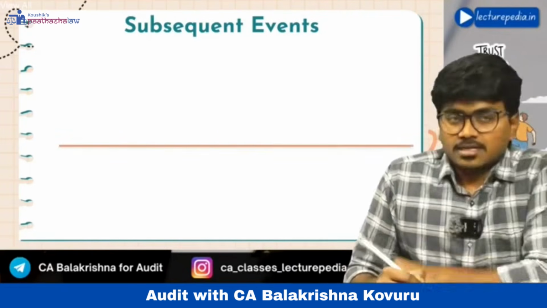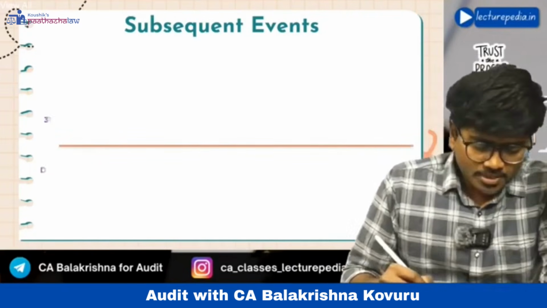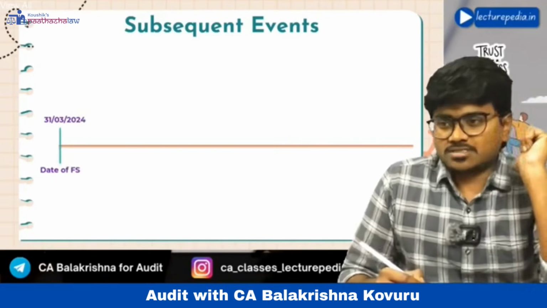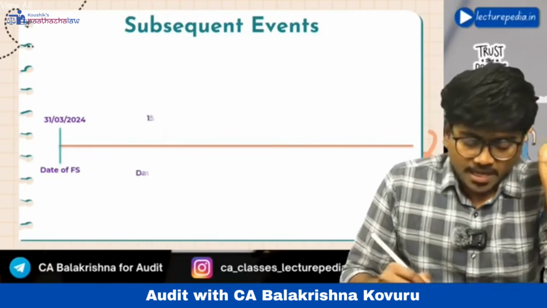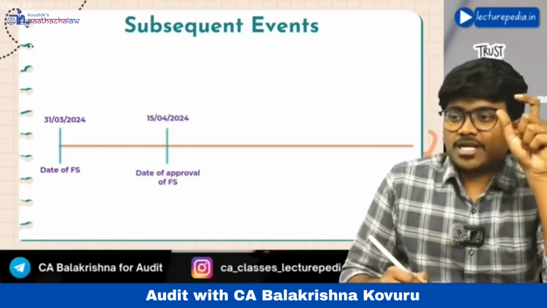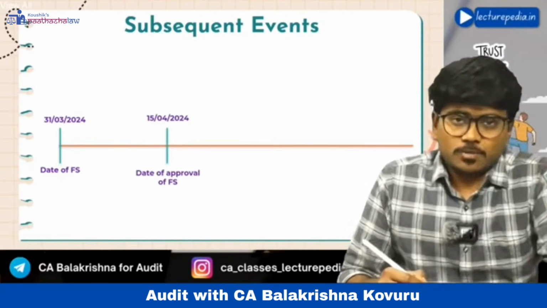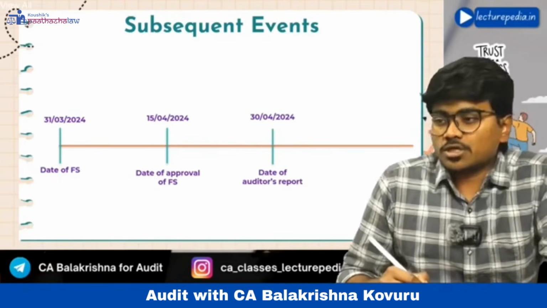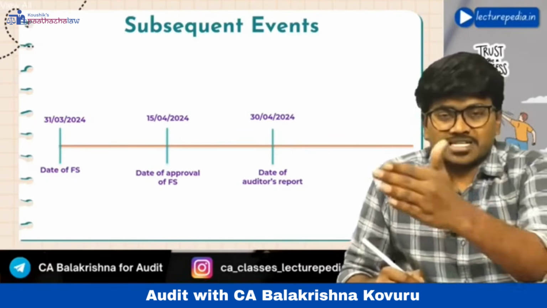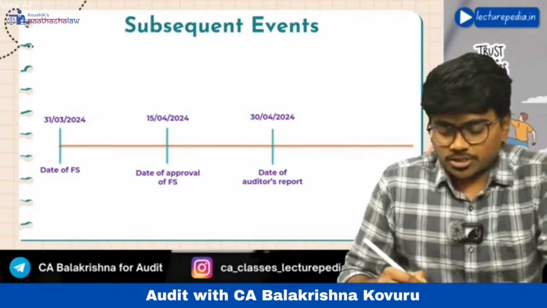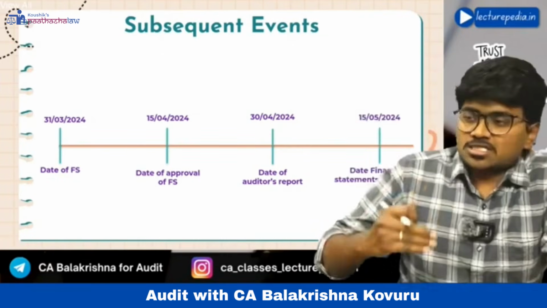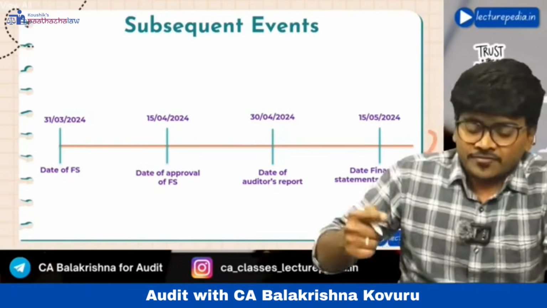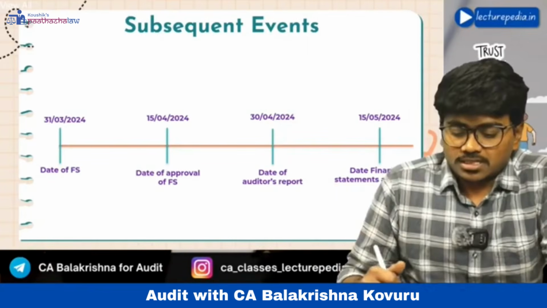Let's say this is the timeline. Now here on 31st March 2024 financial statements will be prepared. This will be the date of financial statements, and let's say on 15th April 2024 financial statements have been approved by management, and on 30 April 2024 the auditor is giving his audit report. That is, the date of audit report is 30 April 2024, and these audited financial statements are issued to the public on 15th May 2024. Now these are the dates.